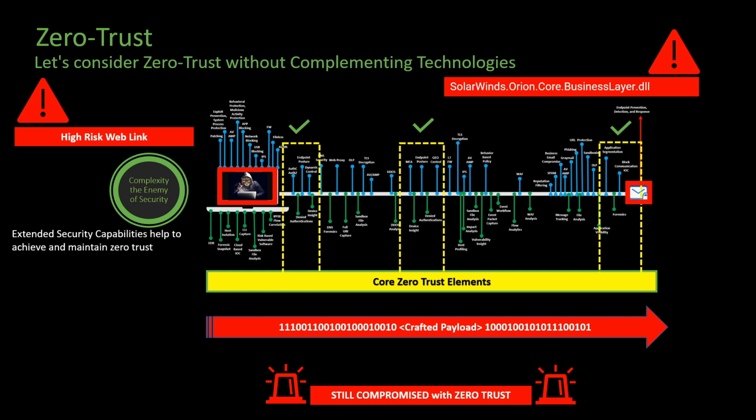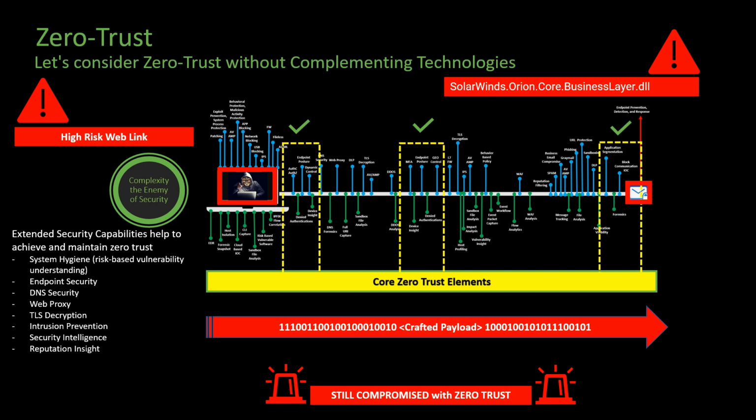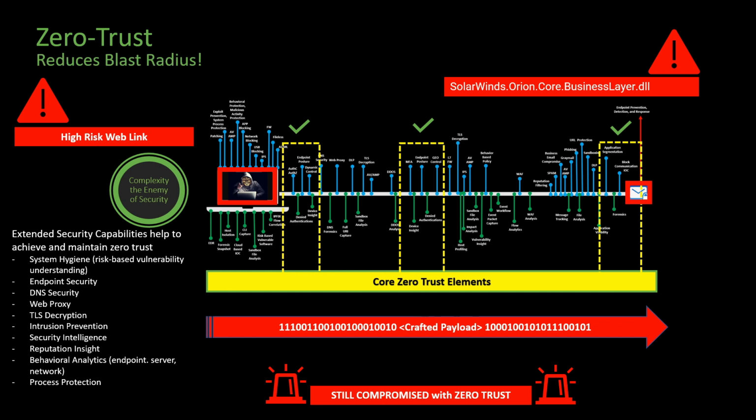And so things like system hygiene, right, or risk-based vulnerability understanding, that's going to be helpful. Endpoint security is going to help minimize my risk. DNS security, web proxy, TLS decrypt, intrusion prevention, security intelligence, reputation insight, behavioral analytics, both endpoint, server, and network, and then process protection. And so this is going to help me maintain a level of zero trust, right?